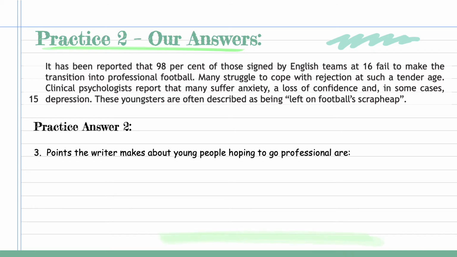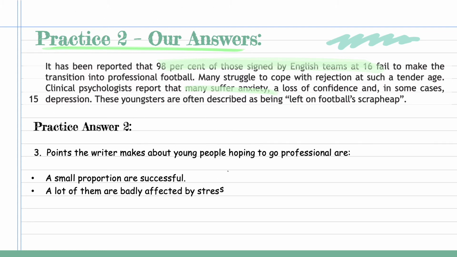So our answers. I know that I can't say 98% and I can't say teams. So I'm going to rephrase it. I say a small proportion are successful. I think that's good. I've paraphrased it well if I do say so myself. The next bit, many suffer anxiety. I know I can't say suffer or anxiety. So I say that a lot of them were badly affected by stress.